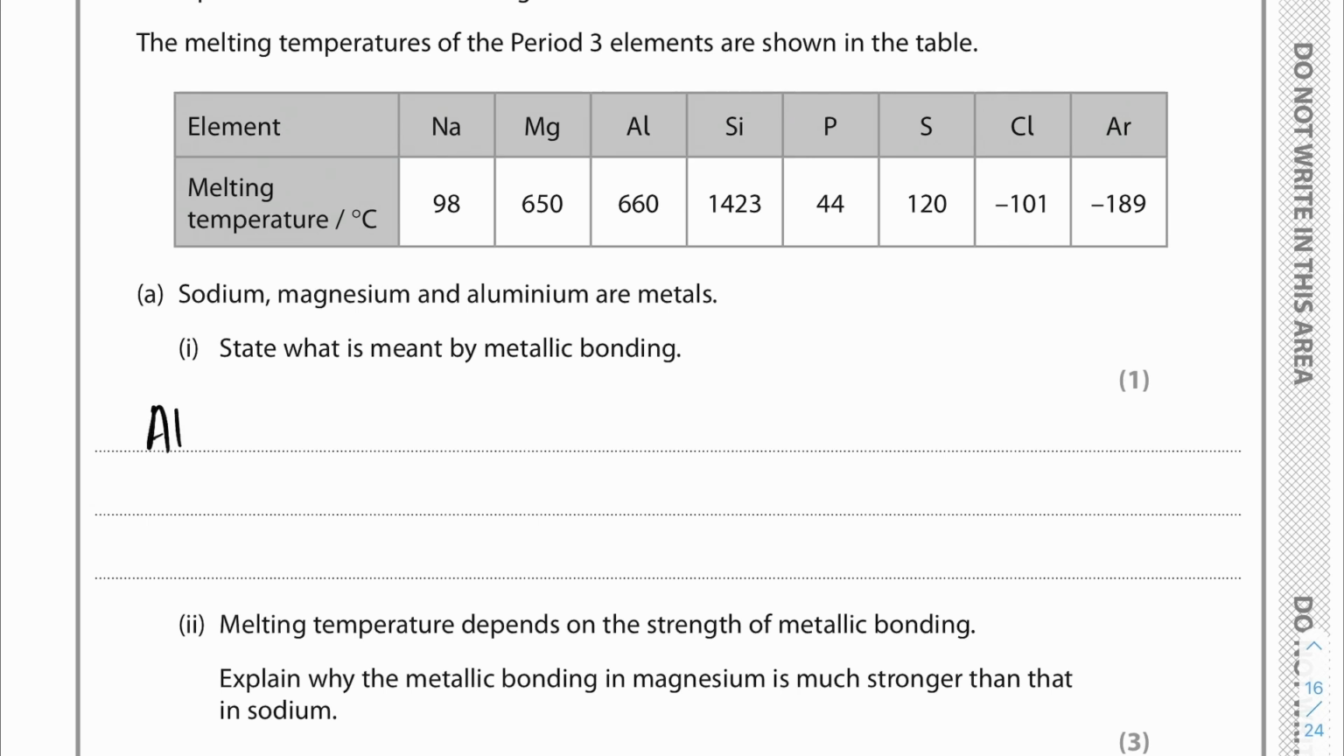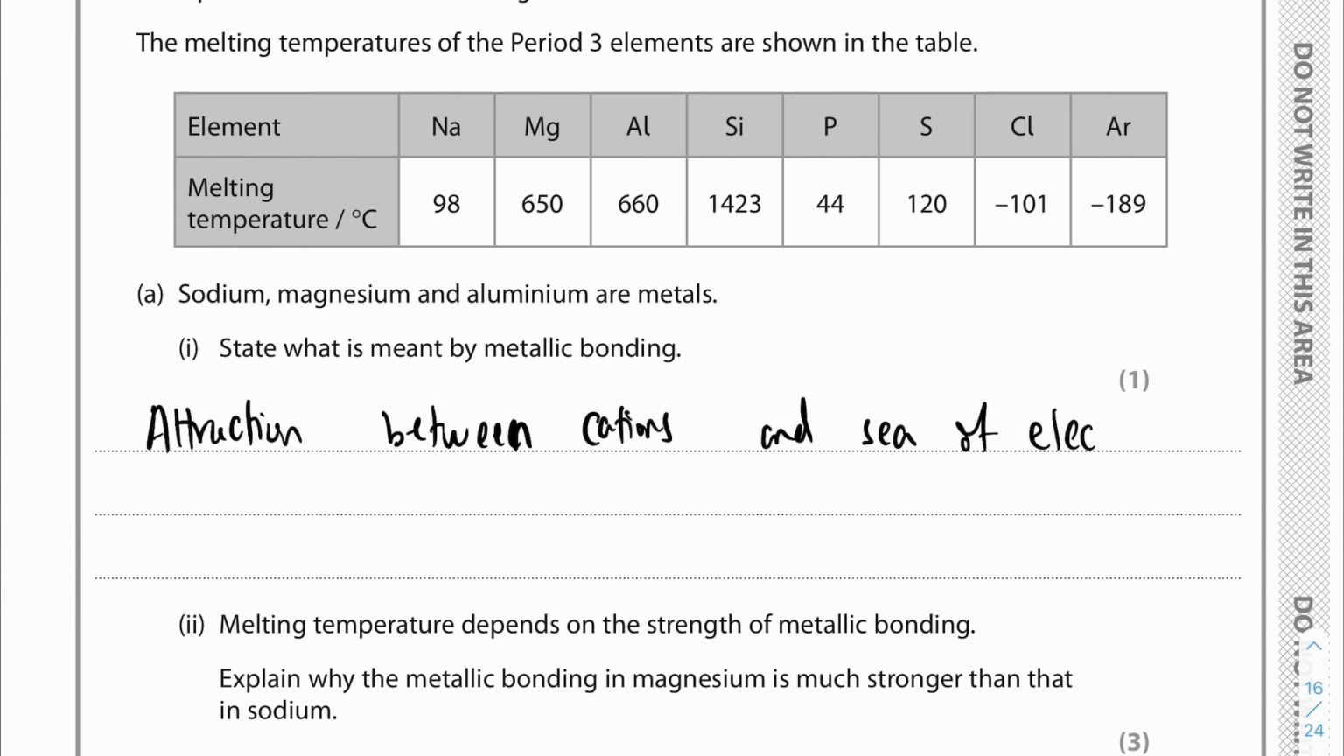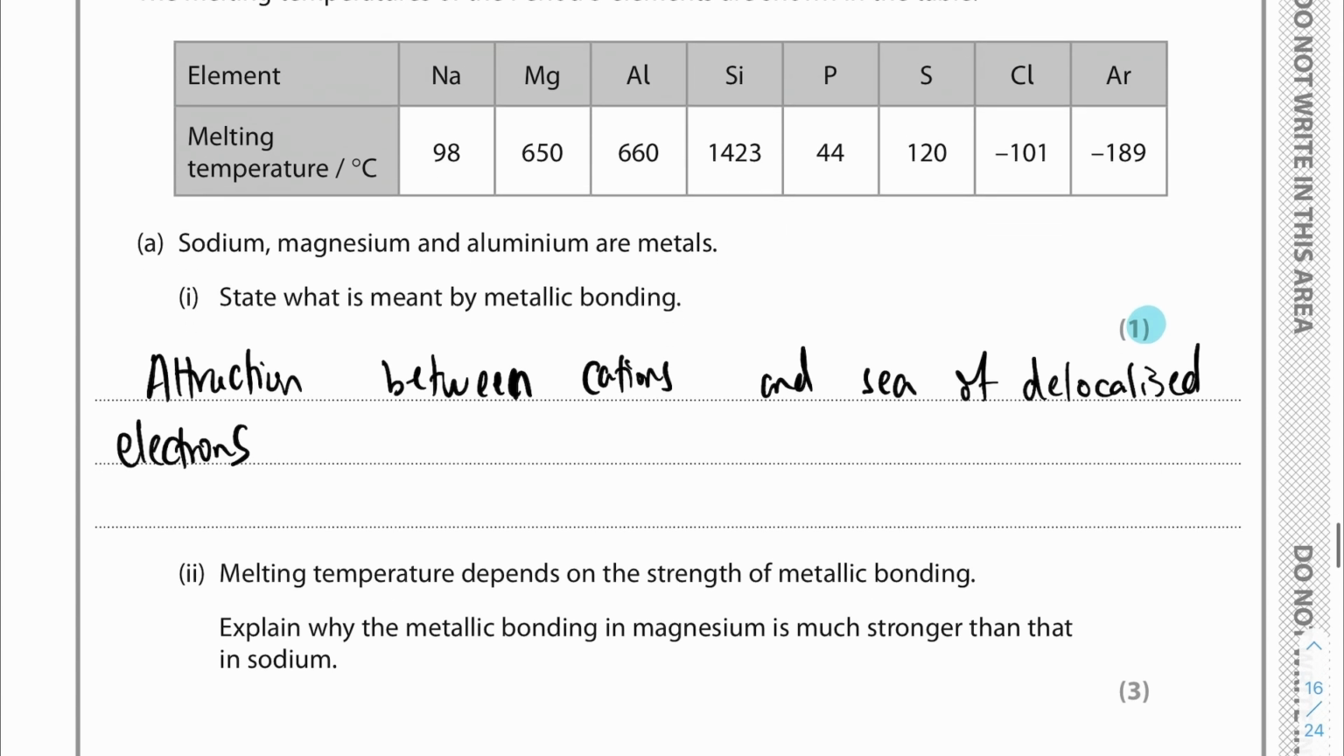So all you have to say is that attraction between cations and sea of electrons. Instead of electrons, I think it's better to put delocalized. It's always a good word to put there when you talk about metallic bonding. Delocalized electrons. So that's 1 mark, just stating the attraction between cations and the sea of delocalized electrons.